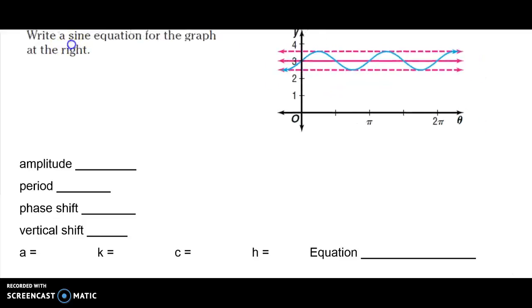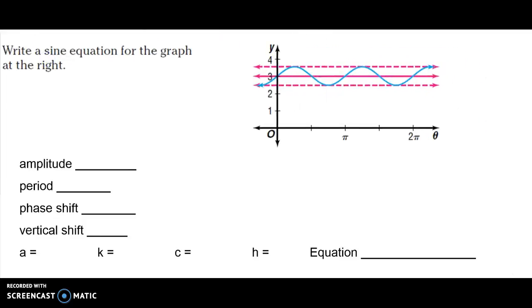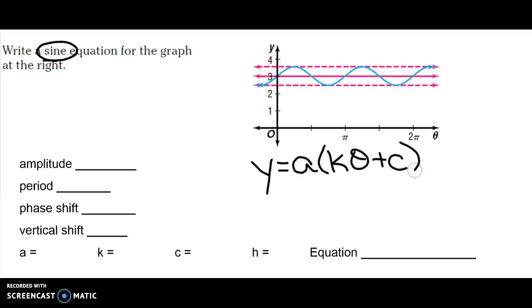So it's a sine function. A sine function would always start at 0, 0. This one's going to be kind of easy. Remember, in standard form, it's going to look like this: a sine of k theta plus c, plus h. Let's start with our midline. Our midline seems to be at 3, so that's our vertical shift. I'm just going to put those numbers in there as I go.